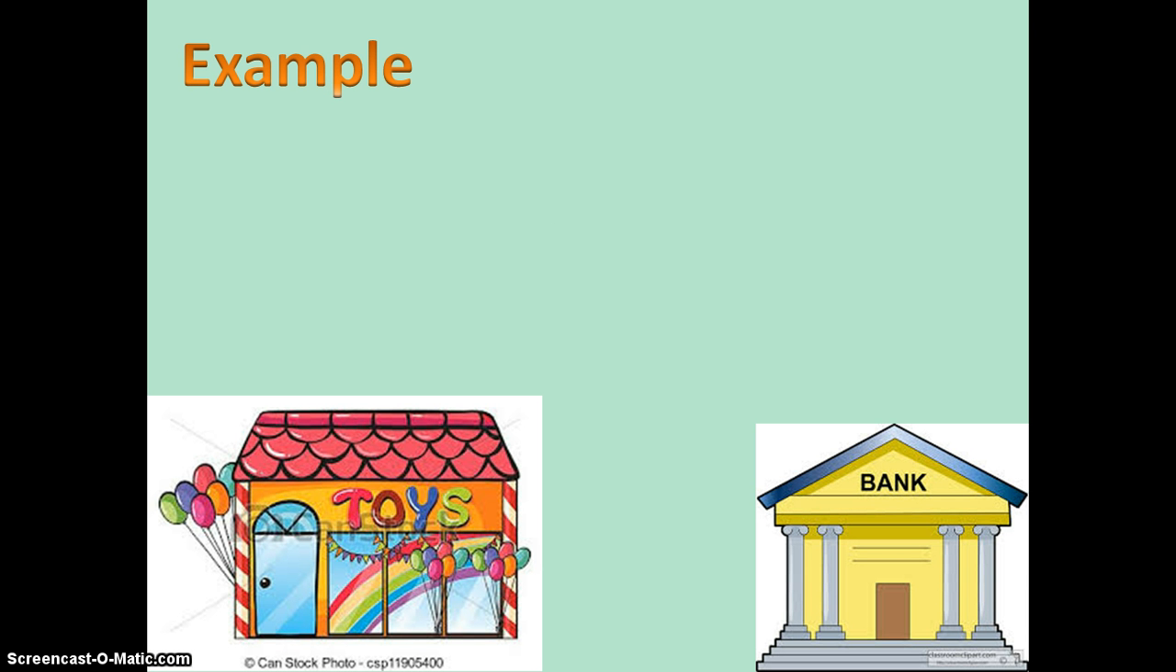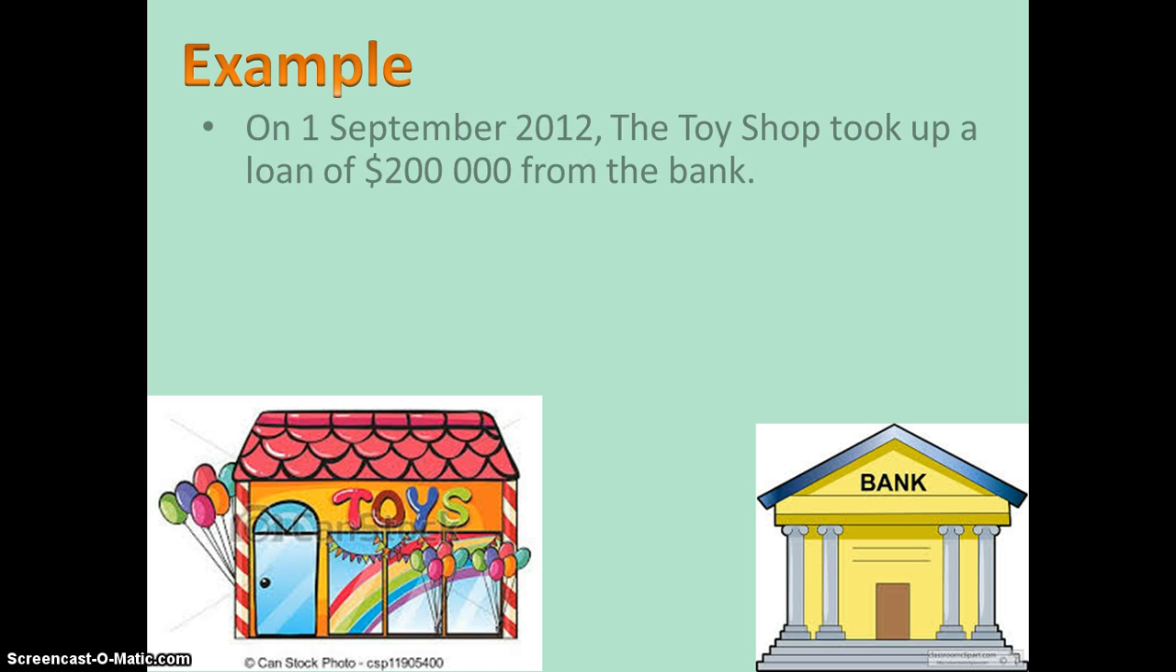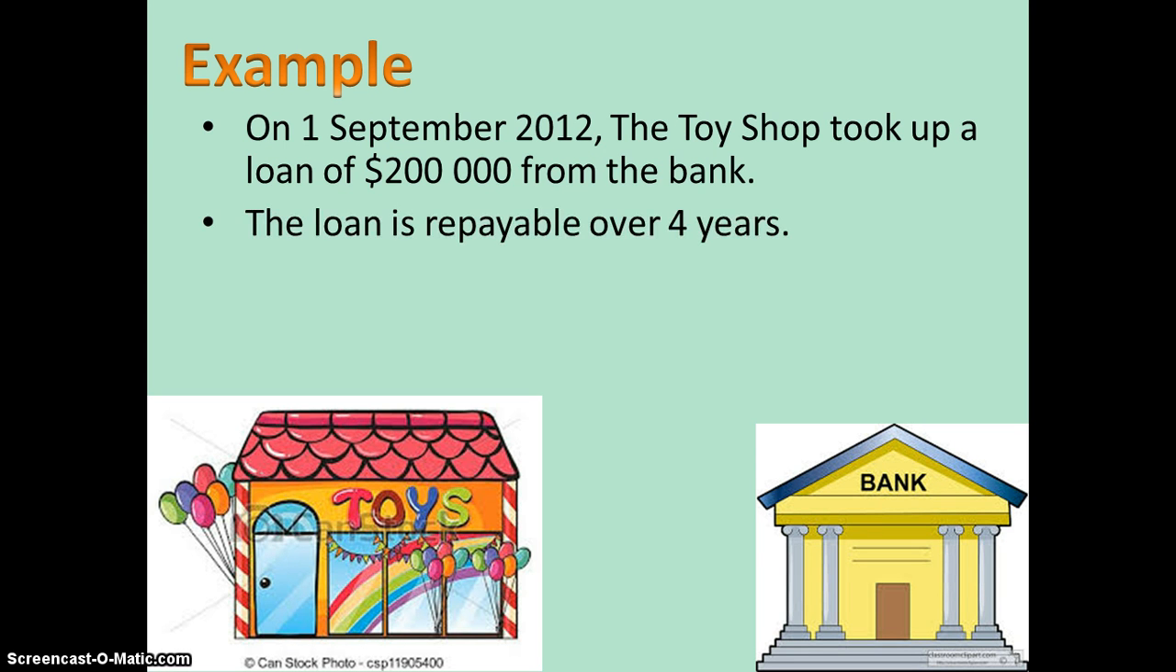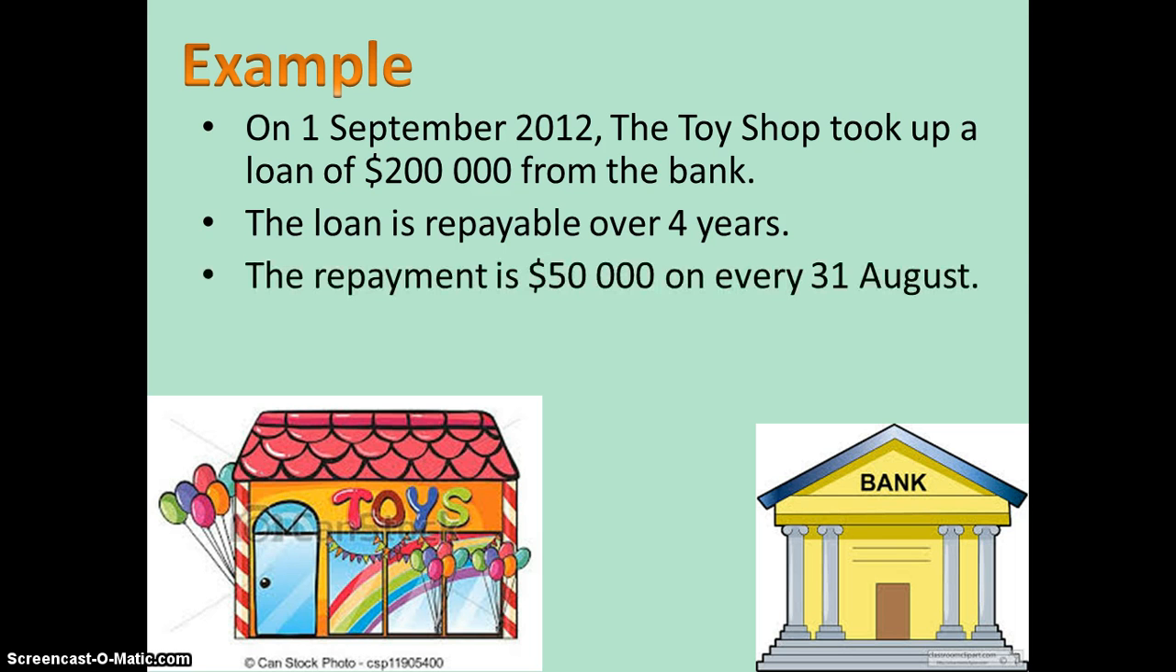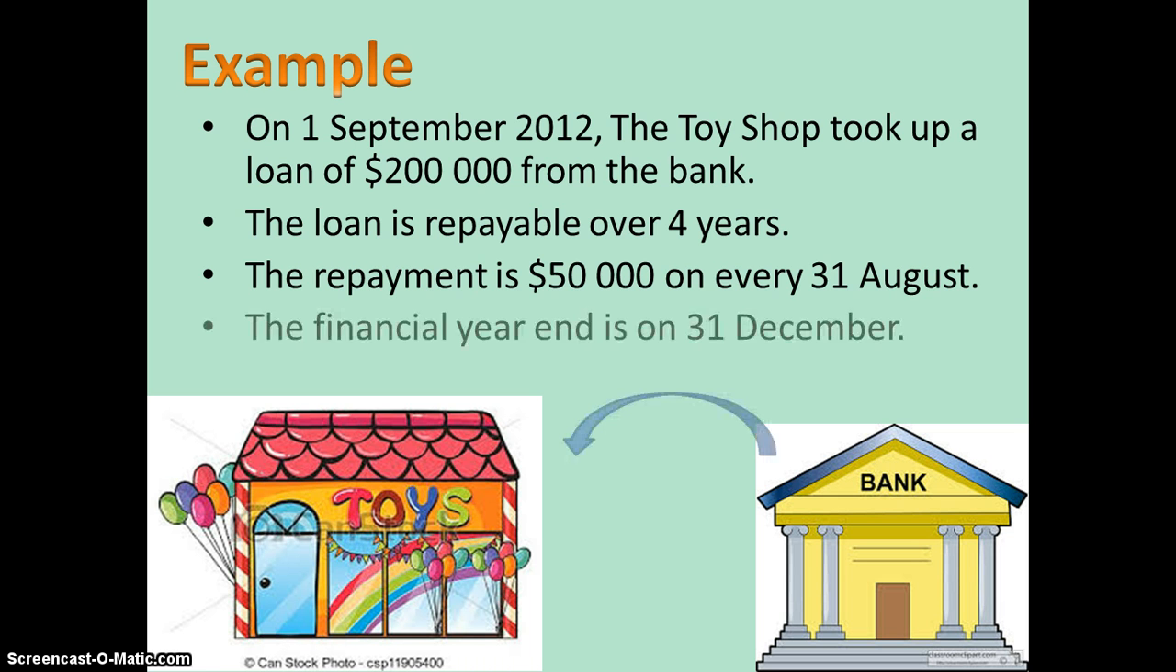Let's take a look at the following example. On 1st September 2012, the toy shop took up a loan of 200,000 from the bank. The loan is repayable over 4 years. The repayment is 50,000 on every 31st of August. The financial year end is on 31st December.